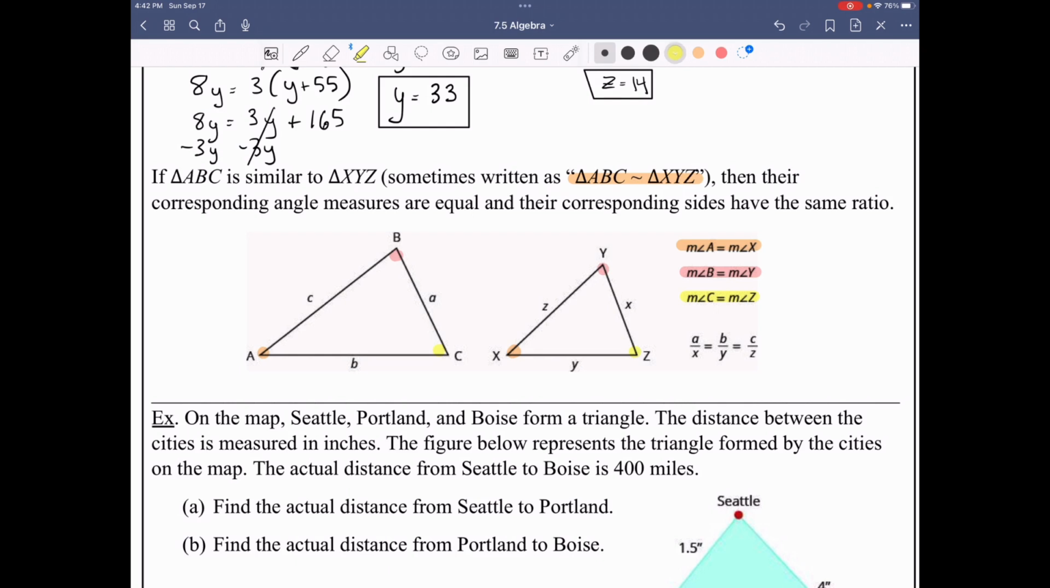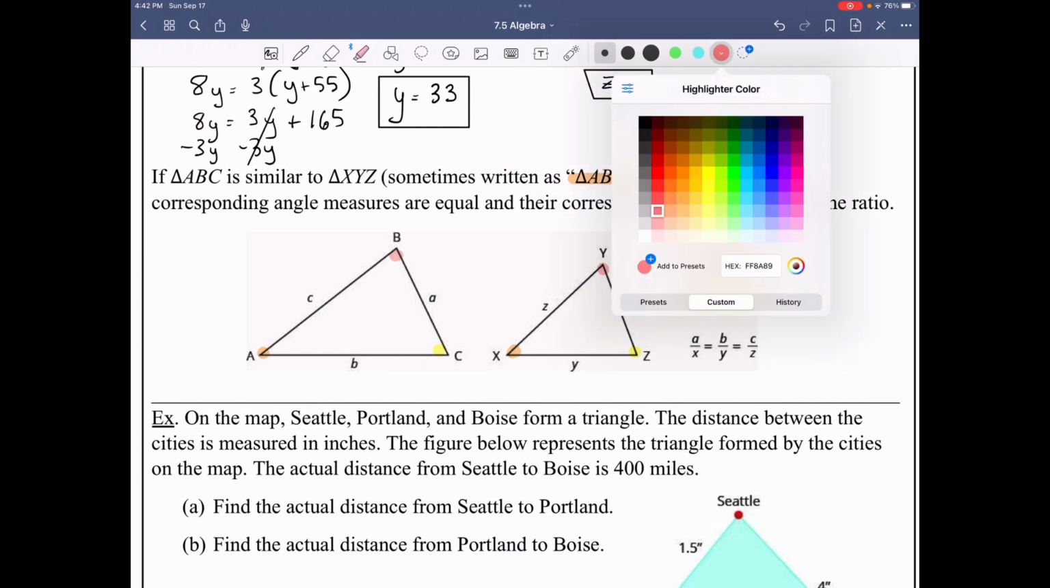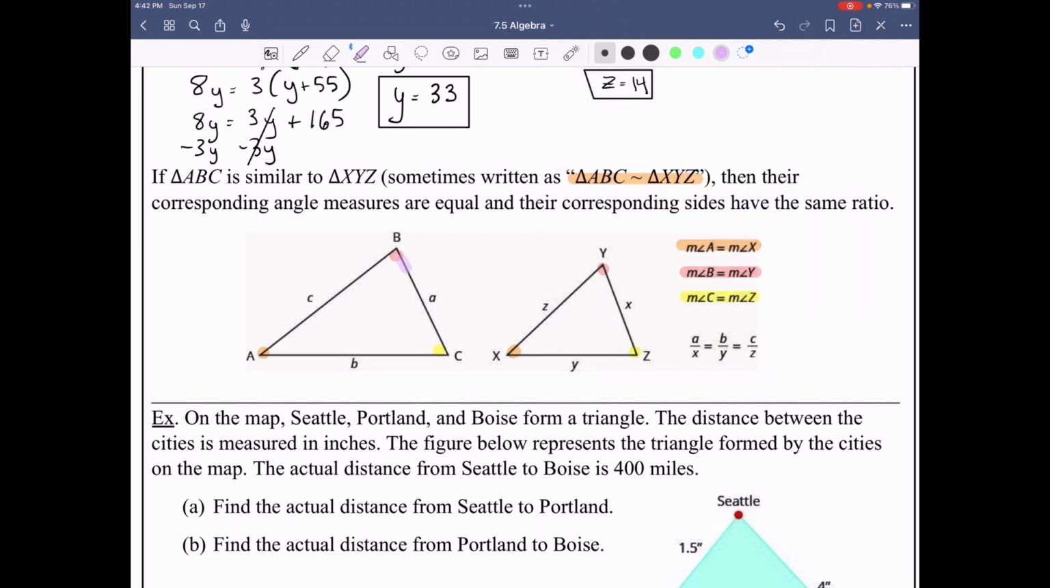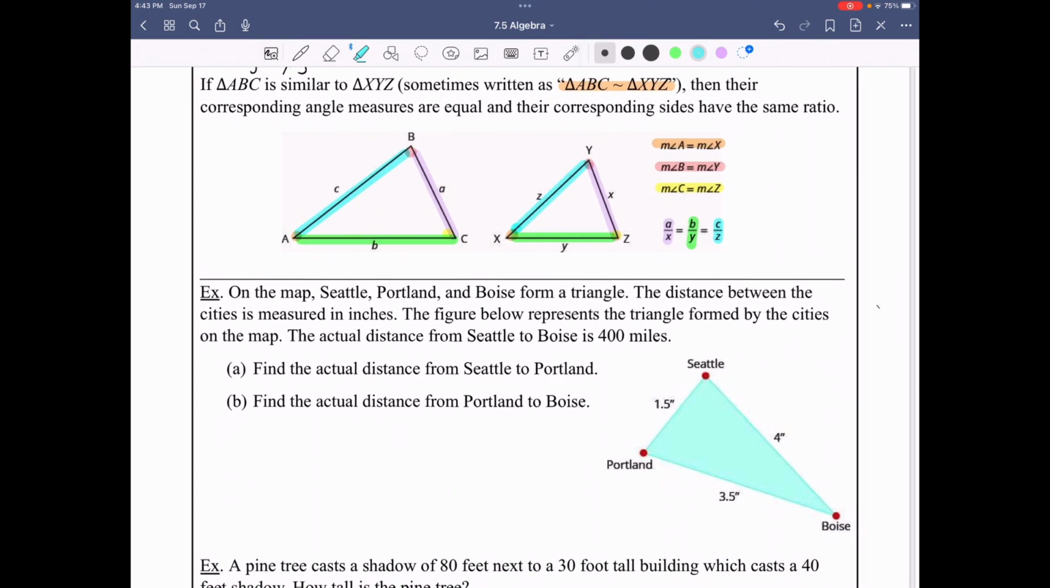Their sides are also proportional. So side A is proportional to side X, which equals the proportion side B is proportional to side Y. And C is proportional to side Z. Let's apply that in this example.